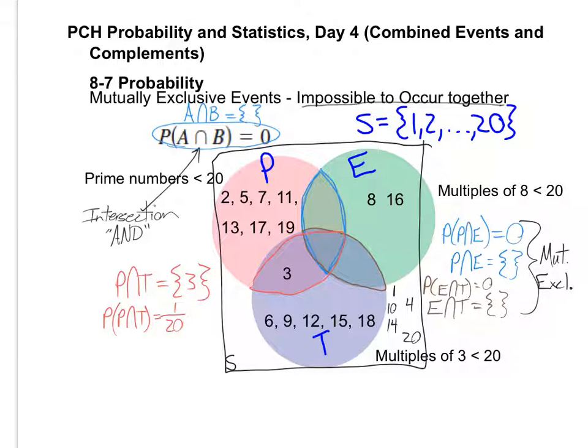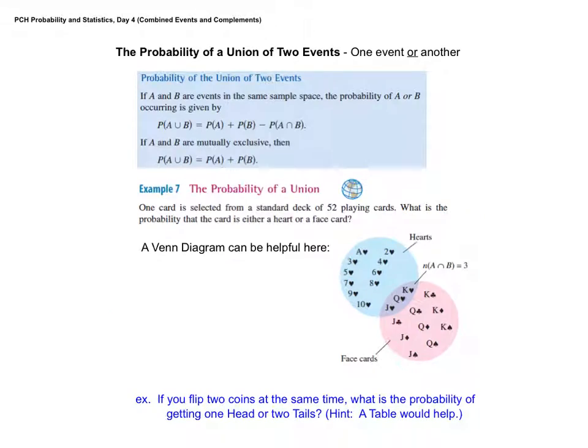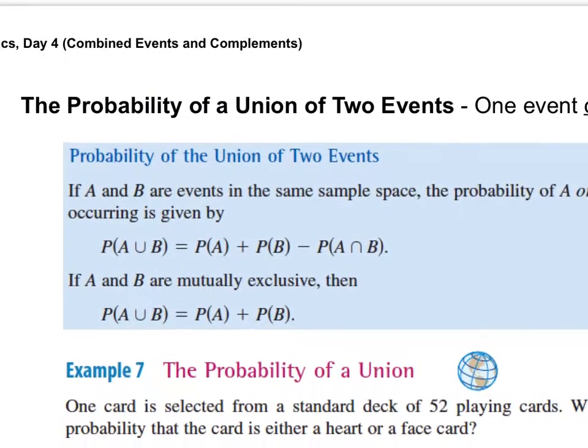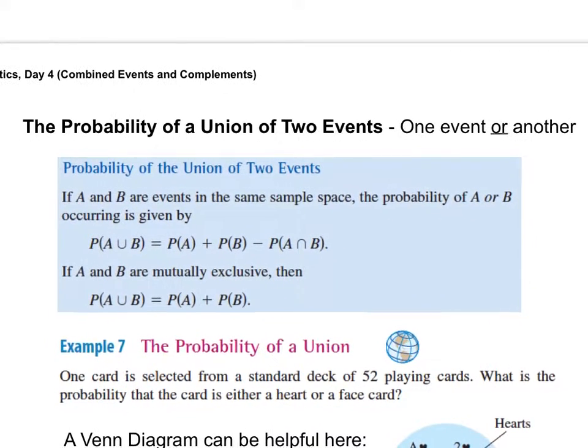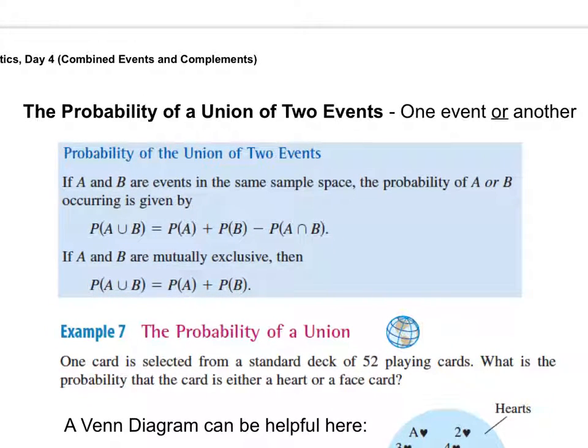Okay, so let's take a couple minutes here to consider combined events. We already looked at a kind of combined event where we have an intersection. That's a way of combining events with the word and. We want it to be in this set and in the other one. The alternative is the union, where we want it to be one event or the other. Or in other words, we want it to be in one set or the other set.